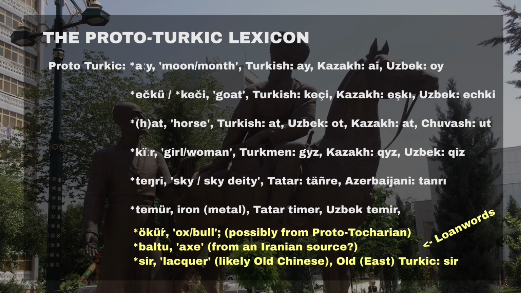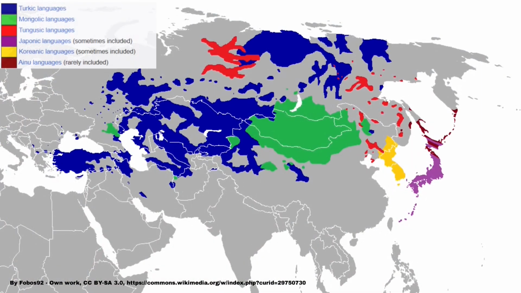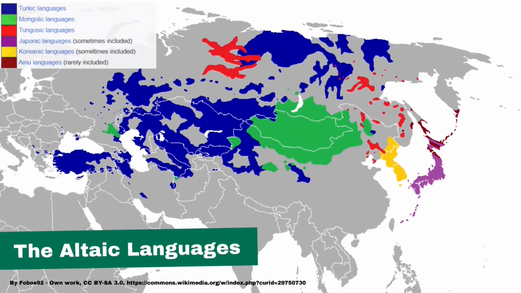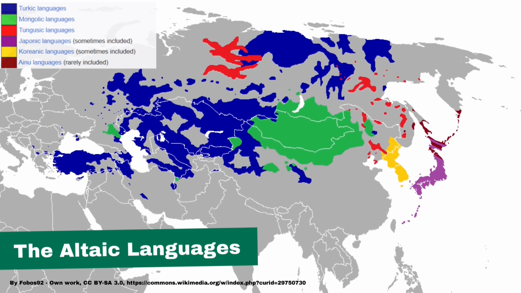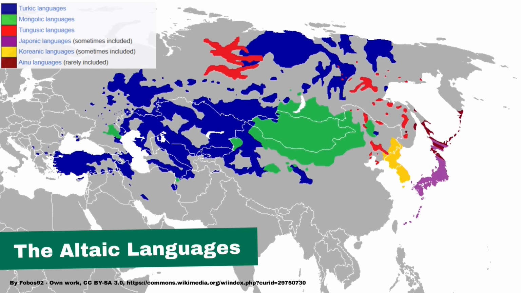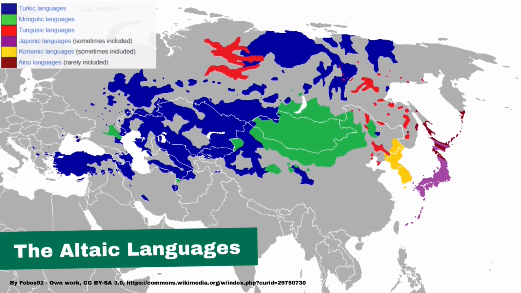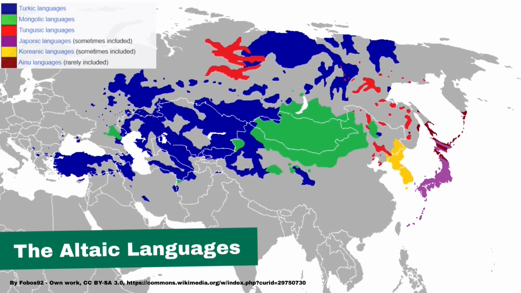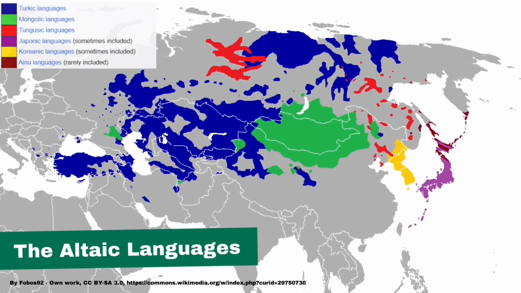Throughout its scholarly history, Turkic has been linked, sometimes speculatively, to a variety of other language families. The most well-known of these is the Altaic hypothesis. While a deep dive into Altaic is beyond the scope of this video, it's fair to say that all such long-range proposals remain highly speculative.